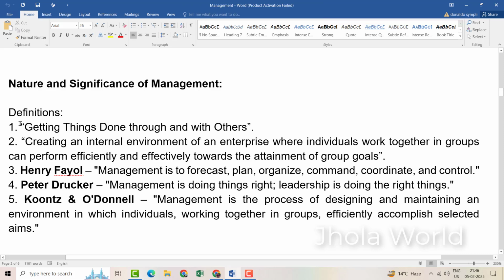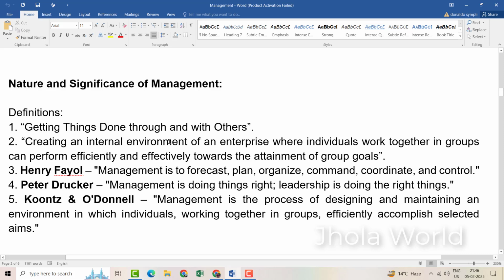The first one given here is getting things done through and with others. So this is a very basic definition which says any job that you have to do with others, and also to involve yourself with them, is management. And the second one is creating an internal environment of an enterprise where individuals working together in groups can perform efficiently and effectively towards the attainment of group goals.